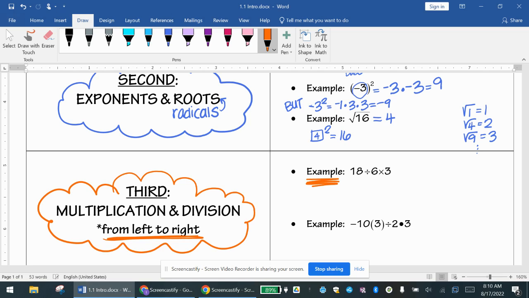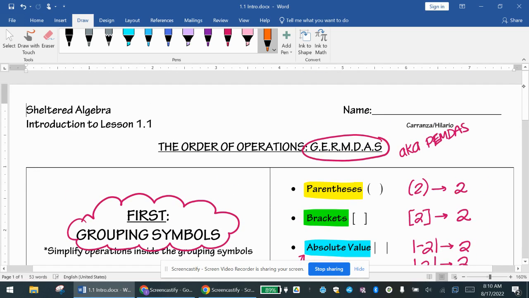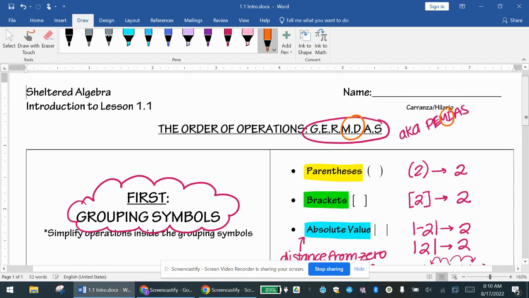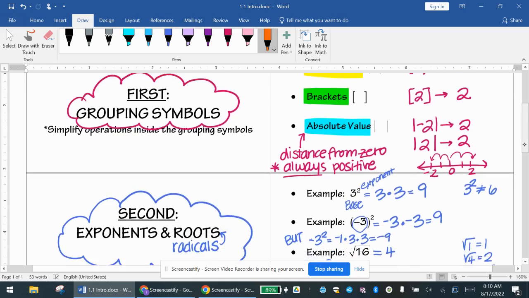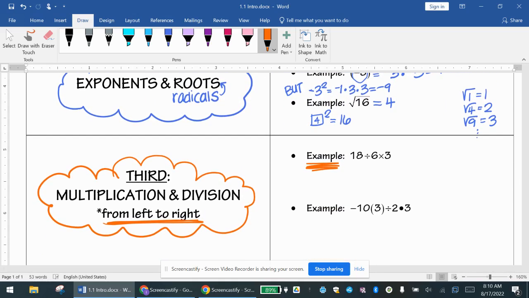Because of the way that PEMDAS and G.E.R.M.D.A.S is spelled, people think that multiplication always goes first. But in fact, multiplication and division have the same importance. You just have to do whichever one you see first when you're reading the problem from left to right. So if I'm reading it from left to right, the first thing that I see is the division. So here I would do 18 divided by 6 first.